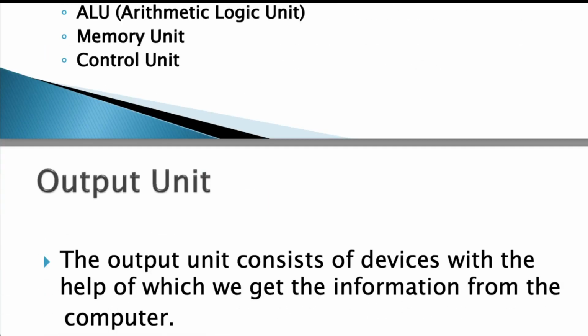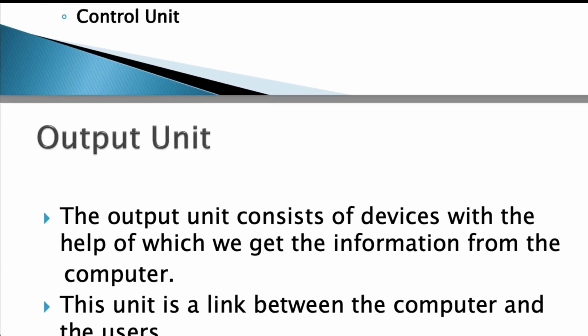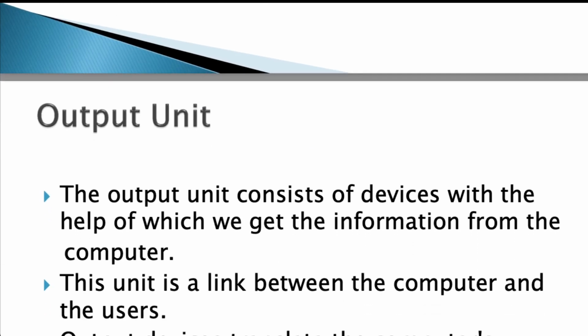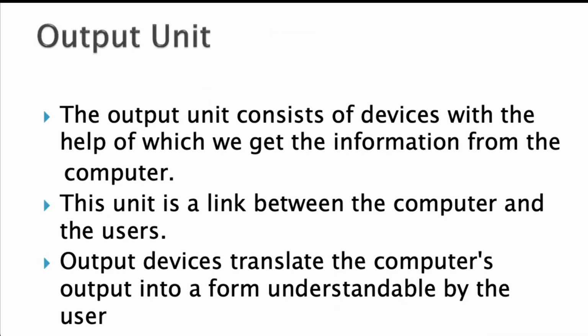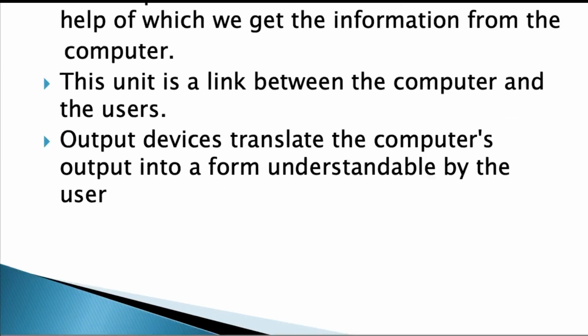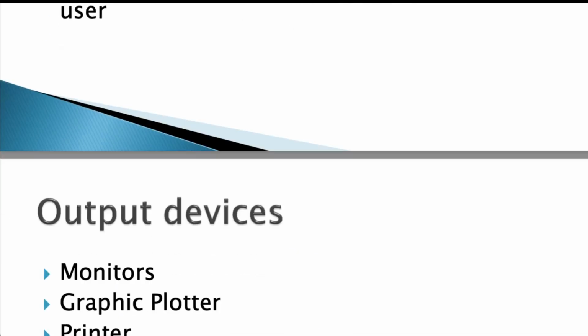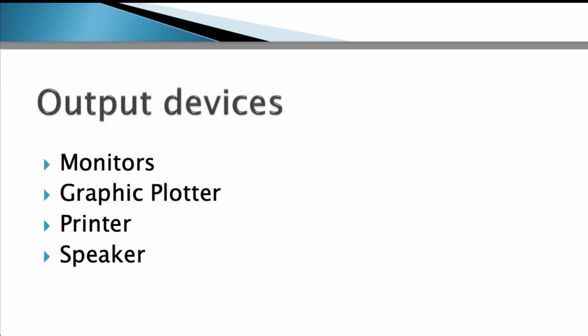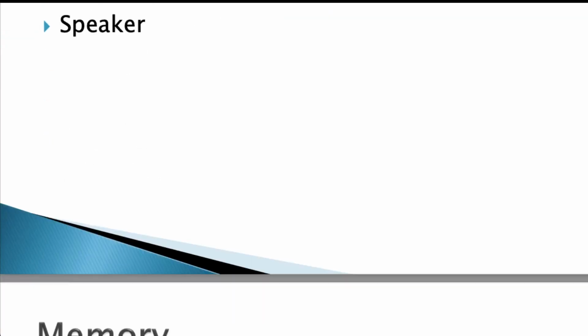So then you have the output unit. The output unit basically contains devices that will help to get the information from a computer and then provide it to the user. Obviously, this output unit is also a link between the computer and the user. So the job of an output device is to translate the computer output into a form that could be understandable by the user. There are lots of output devices, right from your monitors to graphic plotters, printers, and speakers that basically provide audio output. These are certain output devices.